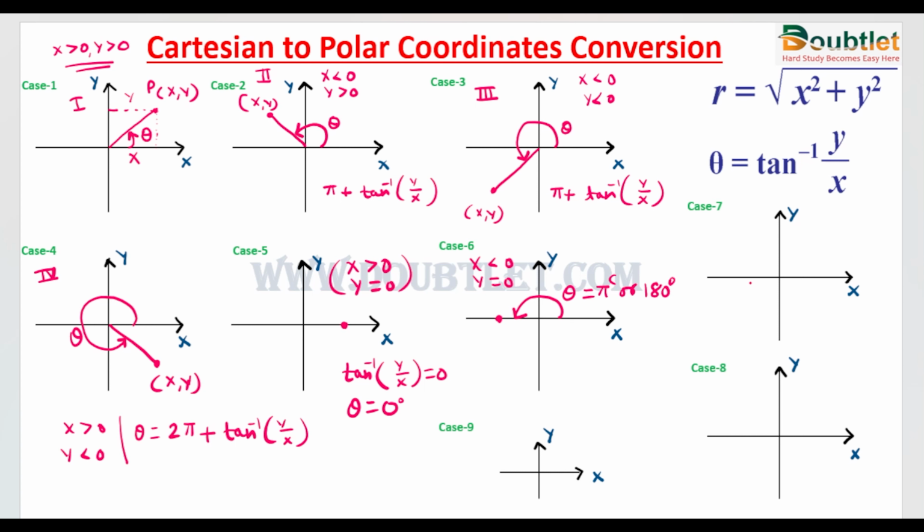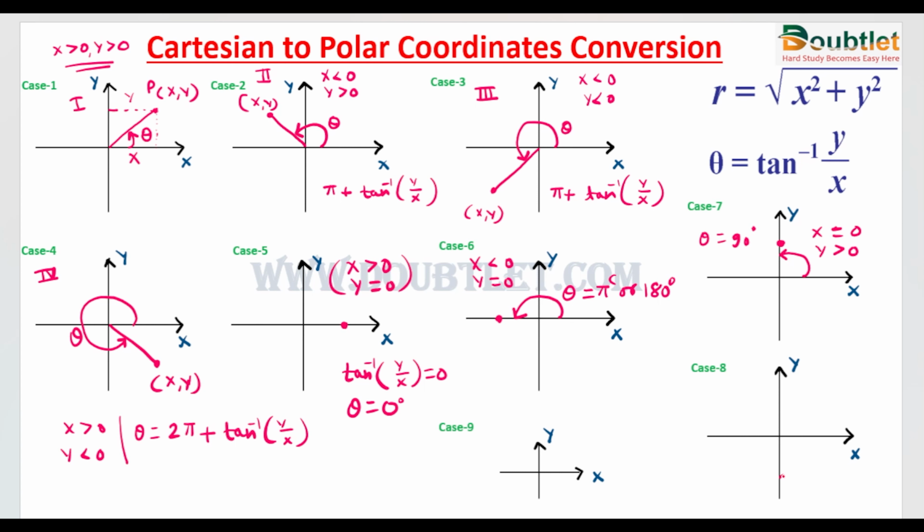Now in the seventh case, we will consider the positive direction of the y axis. Suppose there is a point lying on the positive direction of the y axis, so we know that for this, x is always equal to 0 and y is greater than 0. If we want to calculate theta for this, then theta will be like this. We know this is the 90 degree angle, so we can write theta is equal to 90 degrees or pi by 2 radian. Now move to another case.